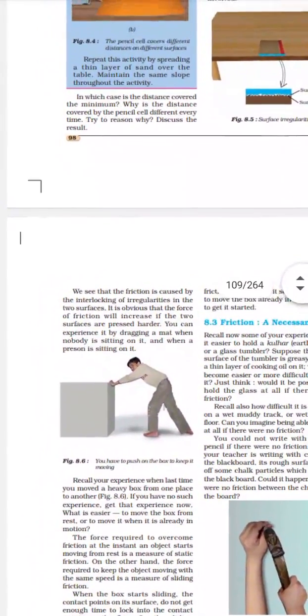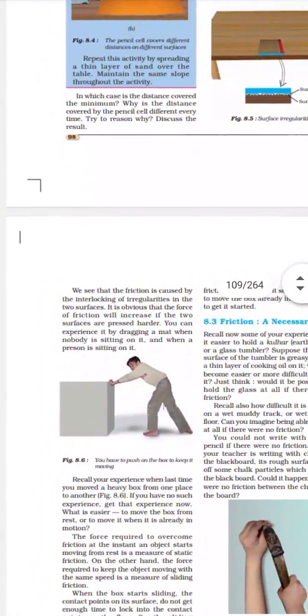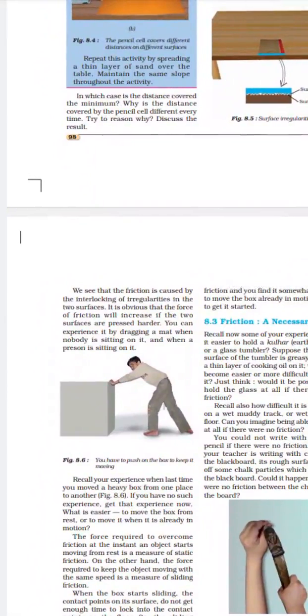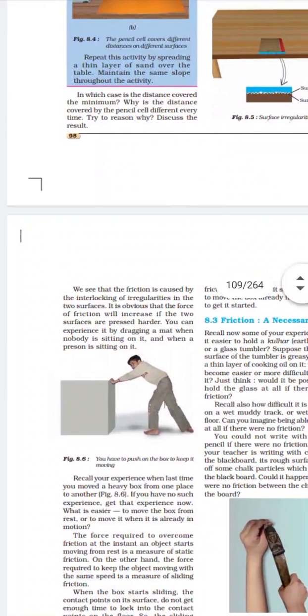So different types of friction are there. First is static friction. The frictional force present between an object at rest and the surface is called static friction. Sliding friction is a kind of friction where the object is already moving.